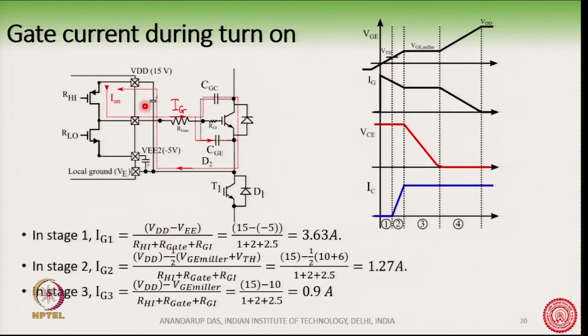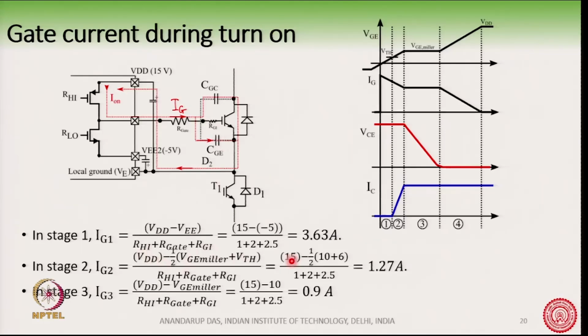At stage 1 you have VDD voltage, and then this voltage here is minus 5 volt. We have already said that when we turn off, the VGE voltage is minus 5 volt. So, therefore, the current is VDD minus VGE, that is, the total voltage in this loop, divided by the total resistance in the loop. The total voltage is this much and the total resistance is R high plus R gate plus R gate internal. So, these three we have added.